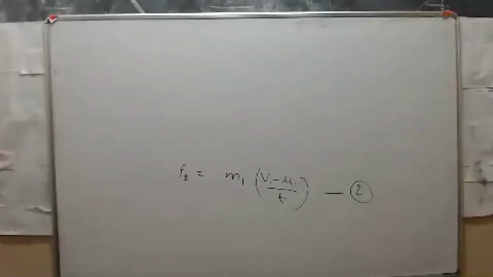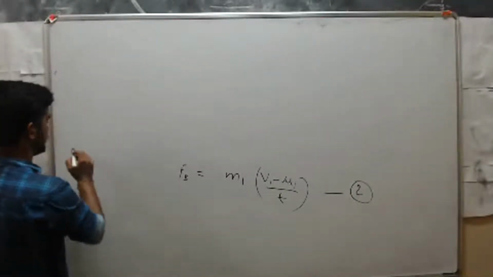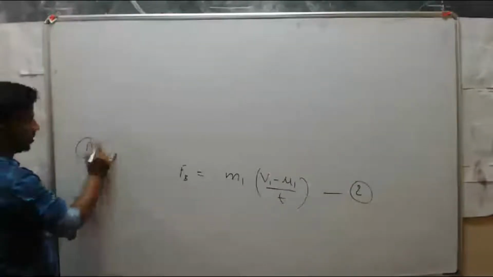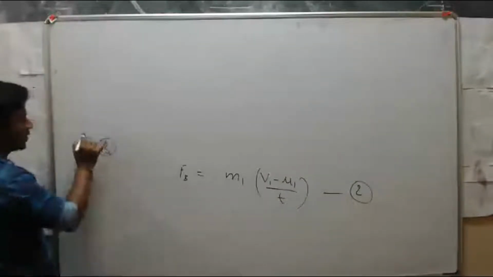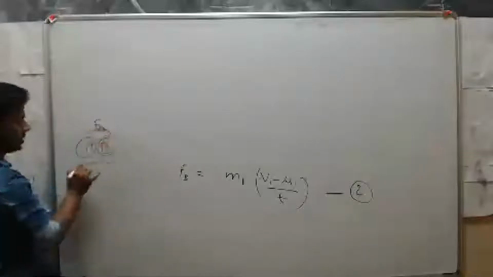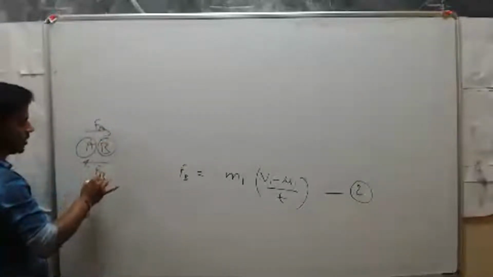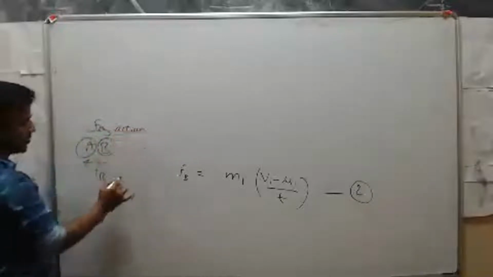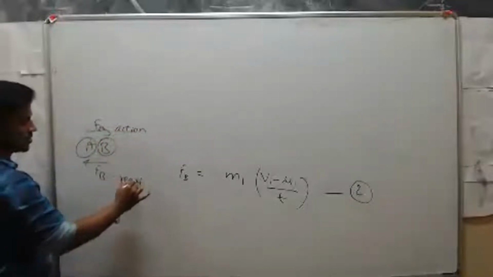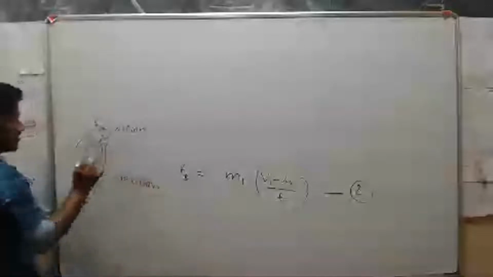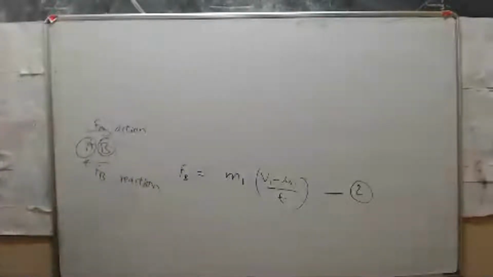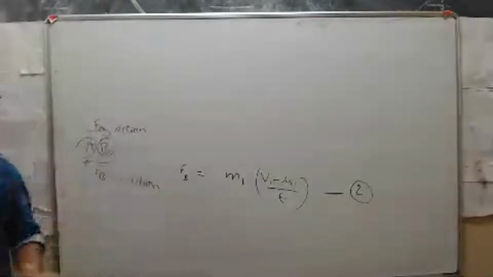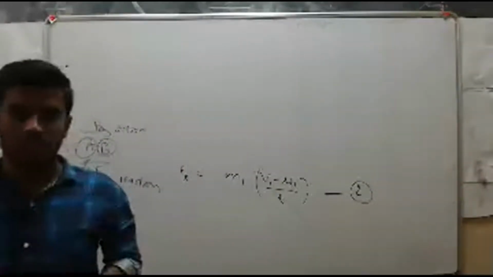Now, so we can say that here both the objects, A and B, will collide. So this is FA and FB. I will take this force as action and this force as reaction. Here body A exerts force on body B, that is action. You know, to every action there is an equal and opposite reaction.